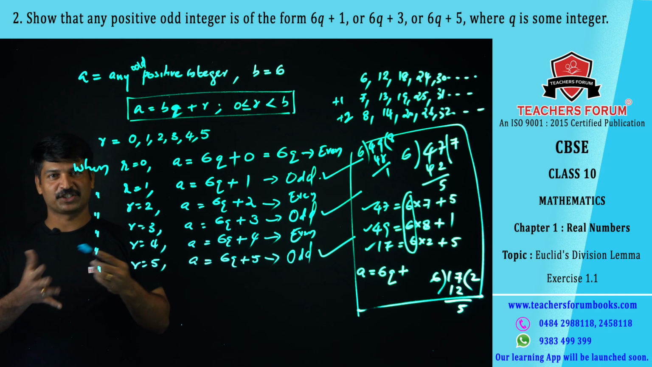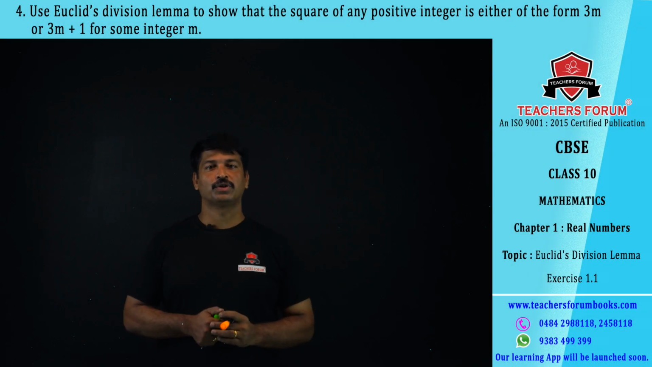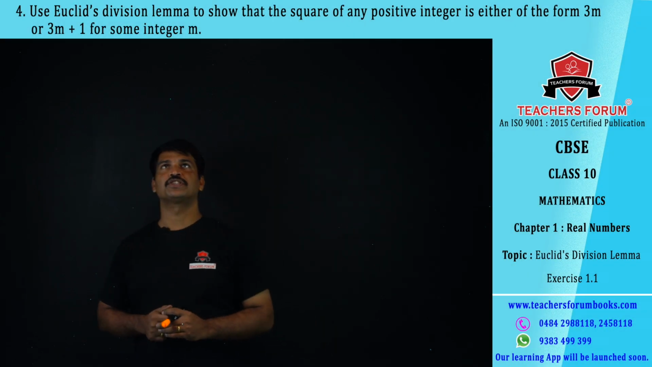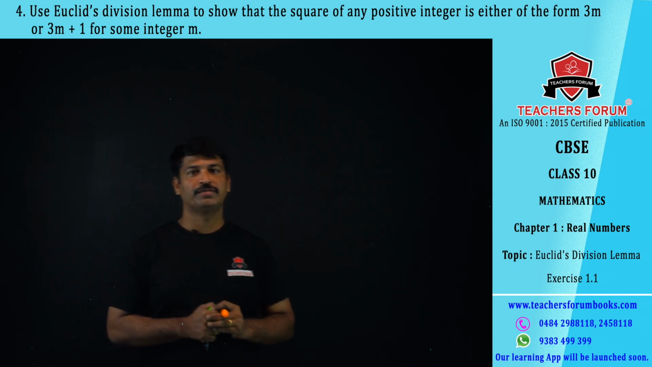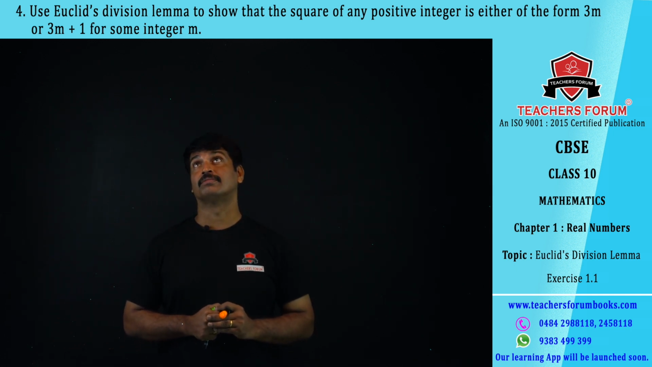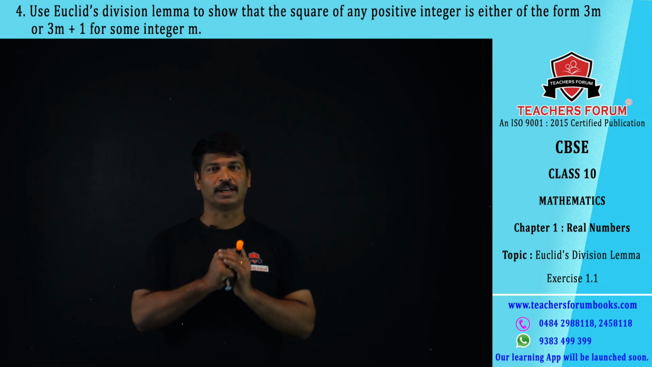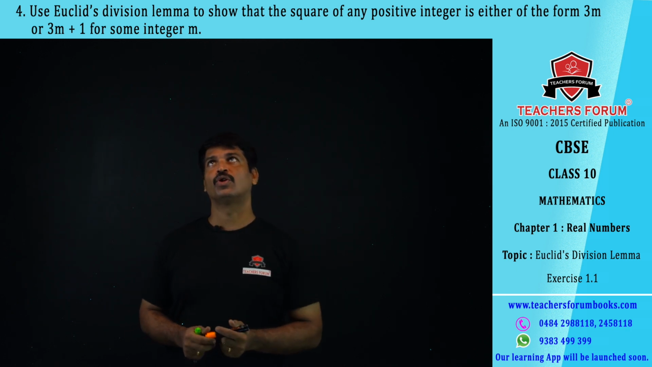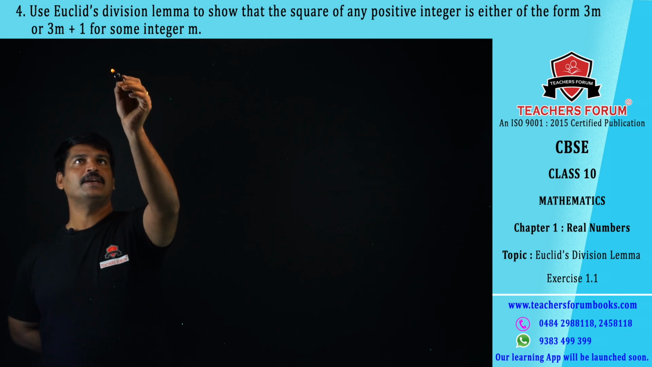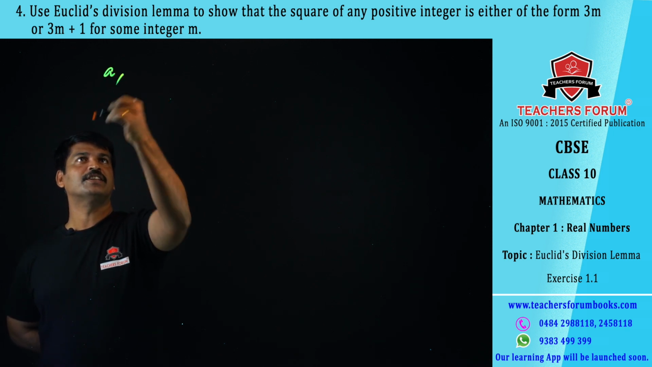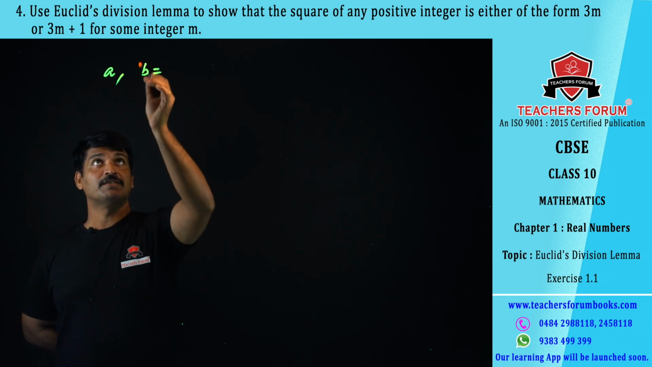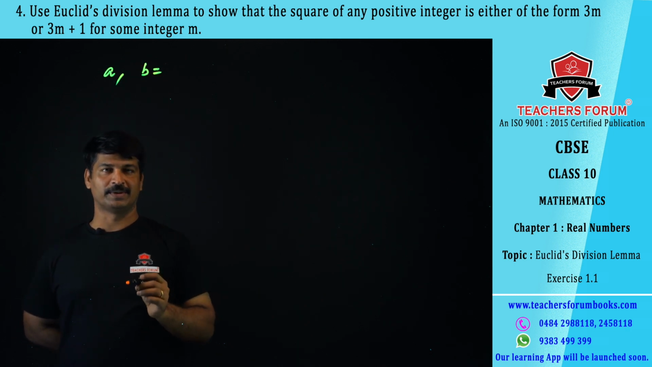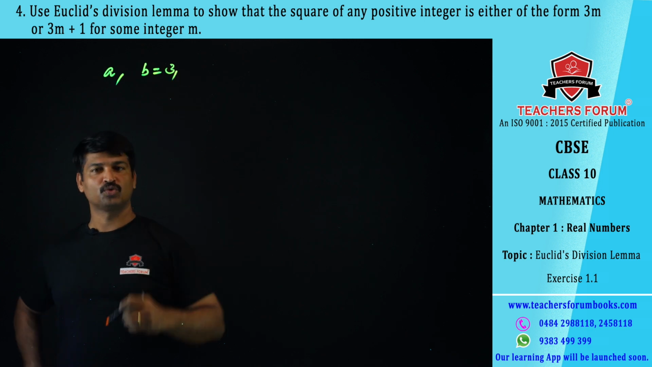Okay, now let us move to the next one. Here we have to show, using Euclid's division lemma, that square of any positive integers are of the form 3m or 3m plus 1. So, here let A be any positive integer. Now, what is the value of B? It is given that it is of the form 3m or 3m plus 1. So, the value of B is 3.